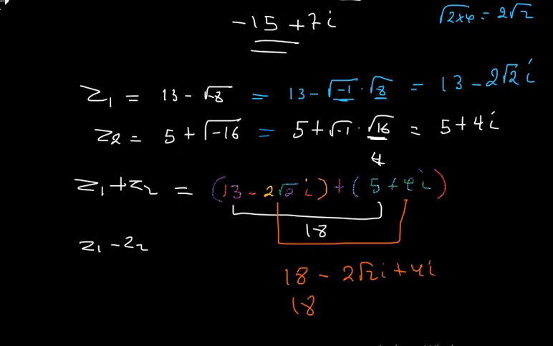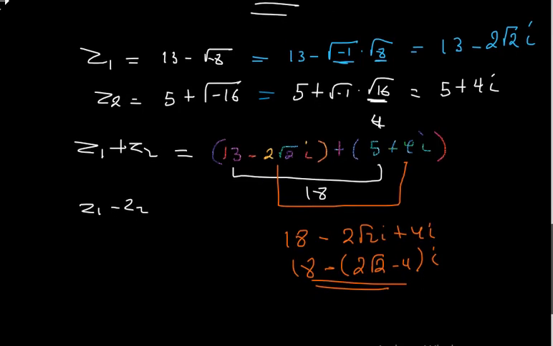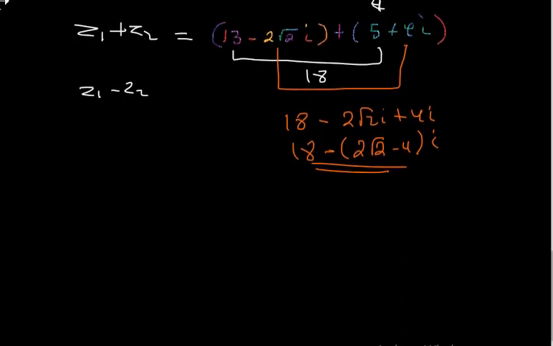So you can take i in common, and that would be 18 plus (4 minus 2 root 2) i. So this will be the answer for the sum. Okay, so let's move on to the subtraction one, the difference.